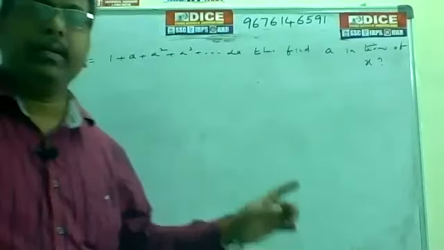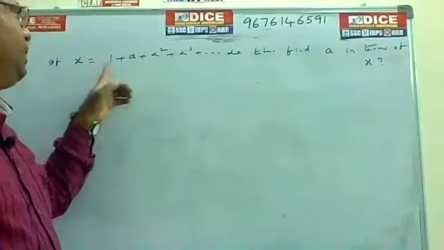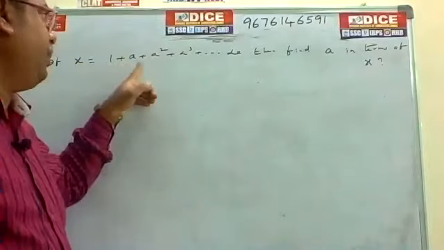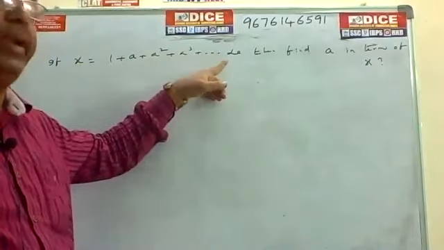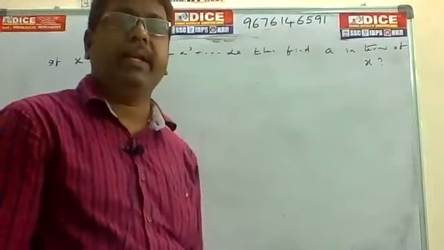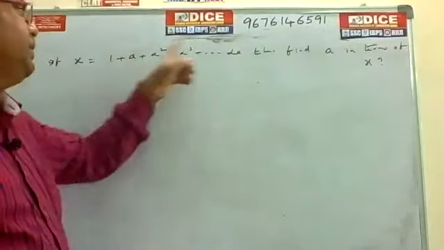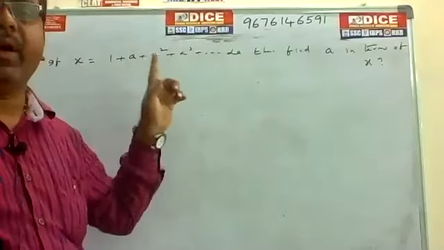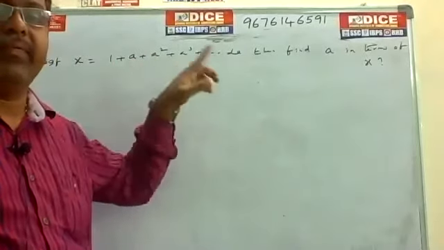Okay, now see here. The next question is: if x is equal to 1 plus a square plus a cube plus so on to infinity, then find a in terms of x. See here, this series is nothing but the S infinity formula.